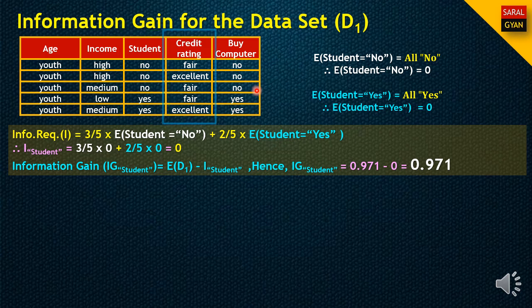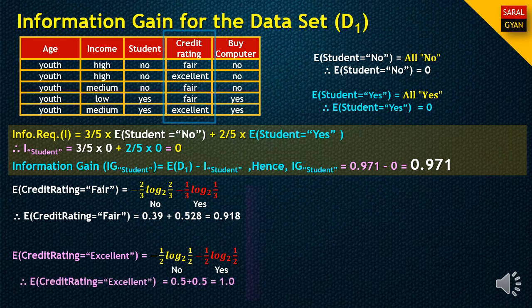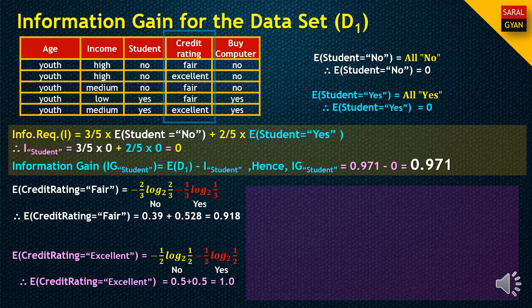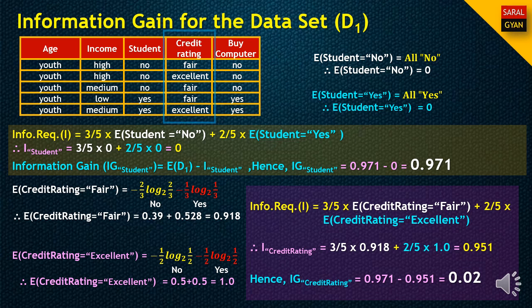Similarly, we can calculate the information gain for the next attribute, credit rating. In the credit rating attribute there are two classes, fair and excellent. For fair, 3 values are there, out of which 2 are no and 1 is yes, so the entropy is 0.918. When it is excellent, there is 1 yes and 1 no, 2 values, and entropy is maximum, that is 1. In the same way we can calculate the information required, and the information gain is 0.02. So I hope you are getting how we can calculate.